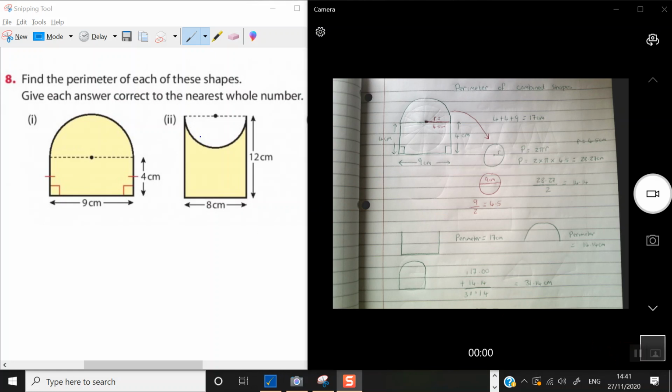And the question asks us to correct it to the nearest whole number. So we look at the number after the decimal point. We can see that it's less than 5. So this will round to 31 centimeters to the nearest whole number. So this is your answer here. Your answer is equal to 31 centimeters.